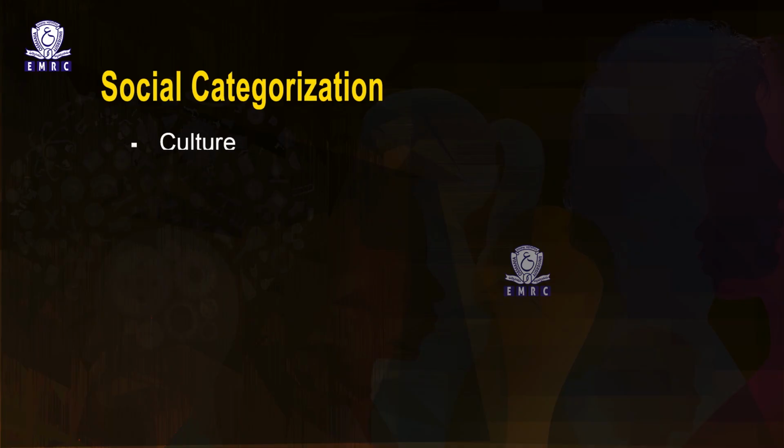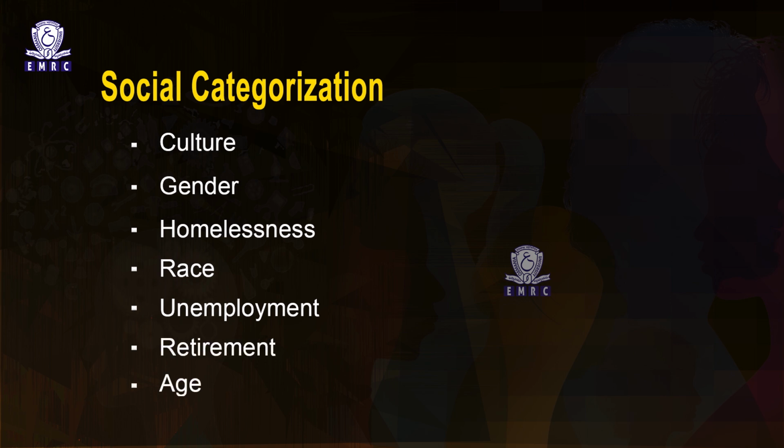A social category is a group of people categorized based on a social class or other common attributes of a social nature, such as culture, gender, homelessness, race, unemployment or retirement, sometimes age as well. Thus, the categories direct the process of prediction or forecast. Now, according to Macrae and Bodenhausen, this assignment is usually based on the characteristics the new person has in common with other people or groups with whom the perceiver has had prior experience.